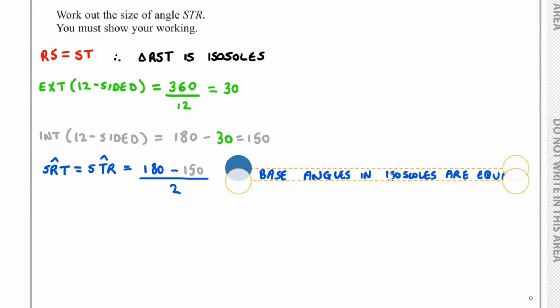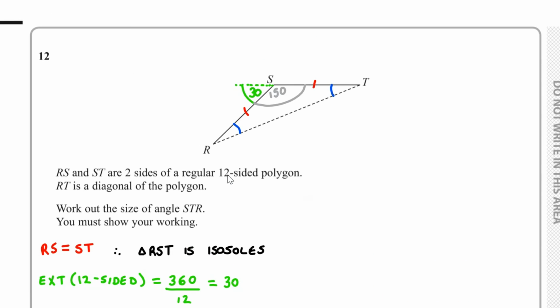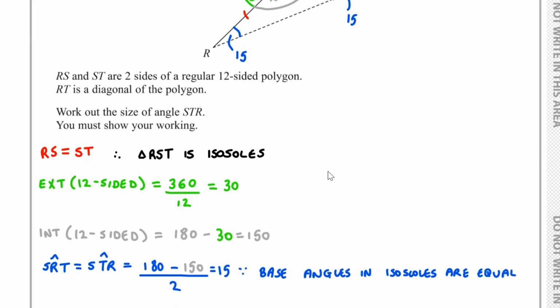So if we work this out, of course here we get 15 degrees. So we have 15 degrees here, 15 degrees here.